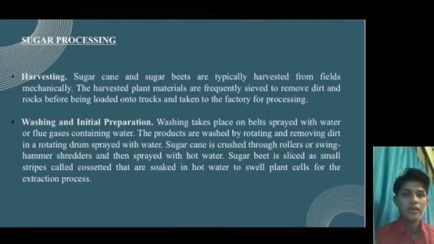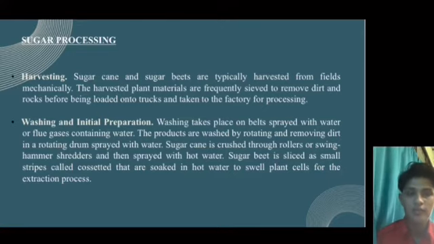Sugar processing. Harvesting. Sugarcane and sugar beets are typically harvested from the field mechanically. The harvested plant material is frequently swept to remove dirt and rock before being loaded onto trucks and taken to the factory for processing. Washing and industrial preparation. Washing takes place on belt sprayers with water or flue gas containing water. The products are washed by rotating and removing dirt in a rotating drum and sprayed with water.